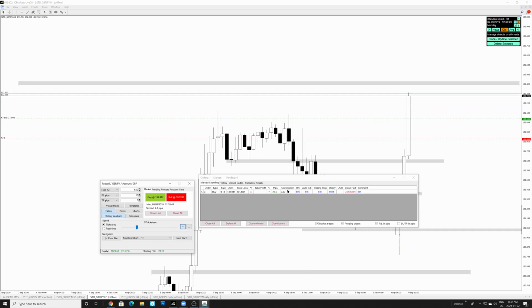Oh, okay, 21 pips. Hold on there. It moved pretty fast. It moved in about a minute over here. So we're going to close 80% at this point. And we're going to put stops at break even.